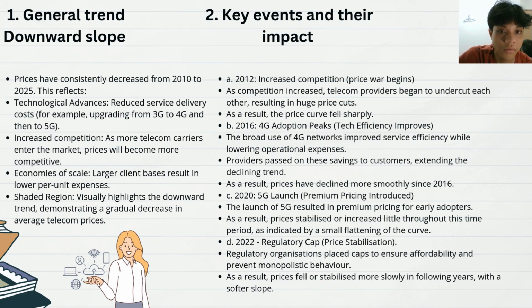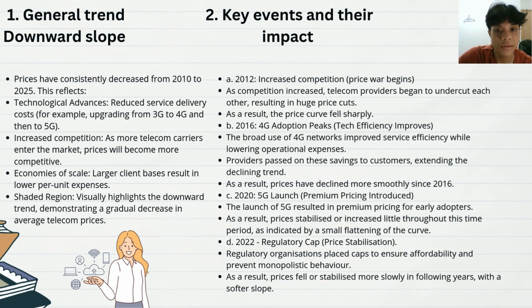The second would be key events and their impact. First, in year 2012, increased competition, which means price war began. As competition increased, telecoms provider began to undercut each other, resulting in huge price cut. As a result, the price curve fell sharply.